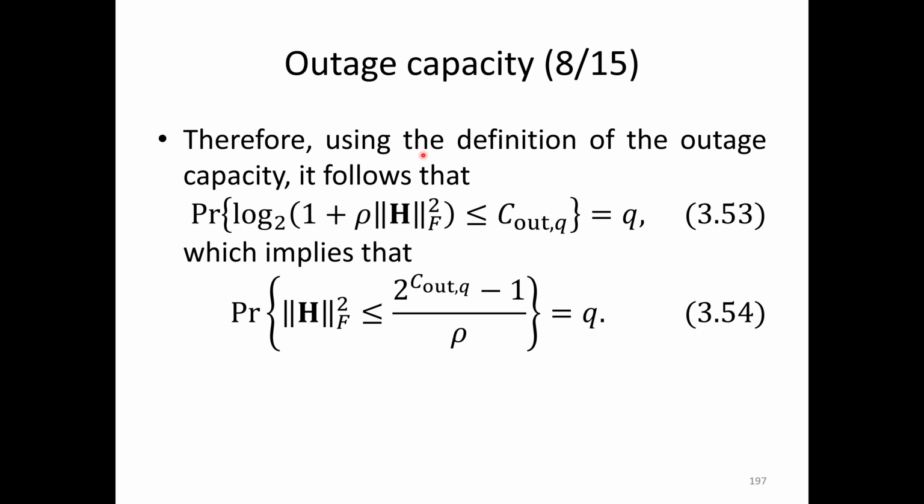Therefore, using the definition of the outage capacity, it follows that the probability of log 2 of 1 plus rho times the square of the Frobenius norm of H is smaller than or equal to C out Q, which is equal to Q, which implies that the probability of the square of the Frobenius norm of H is smaller than or equal to 2 to the power of C out Q minus 1 over rho, which is equal to Q.